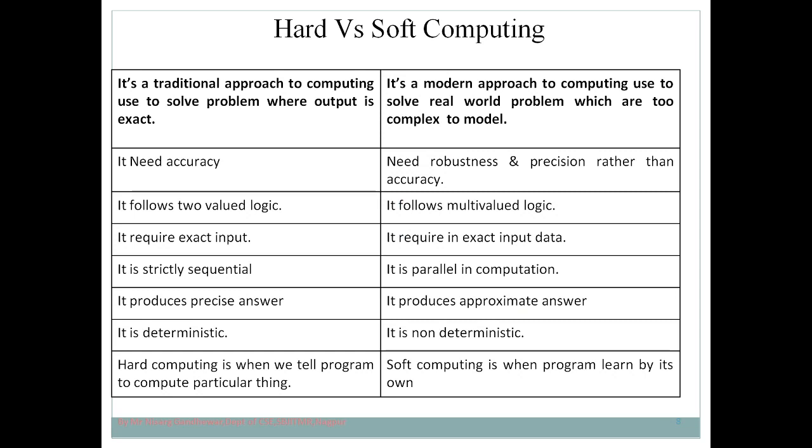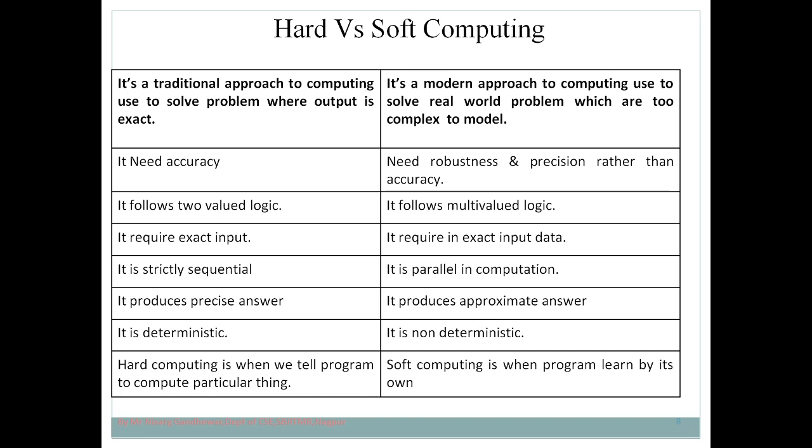The very first difference is that hard computing is a traditional approach to computing, which is used to solve a problem where the output is exact. This is an important thing. In hard computing your output is exact, whereas soft computing is a modern approach to computing, used to solve real world problems where it is very difficult to create a model for that particular problem. At that time soft computing is useful.